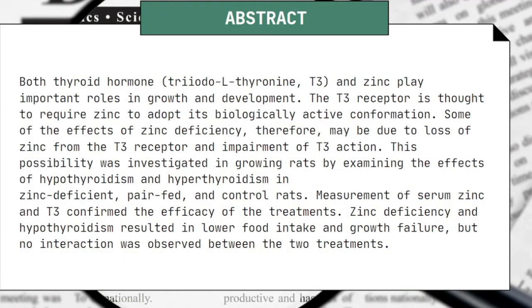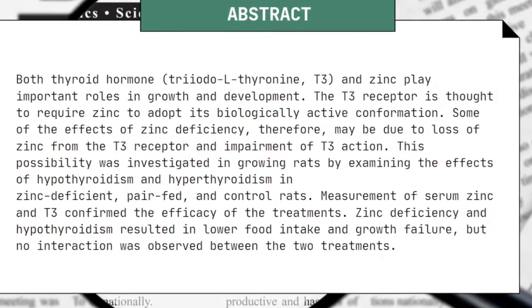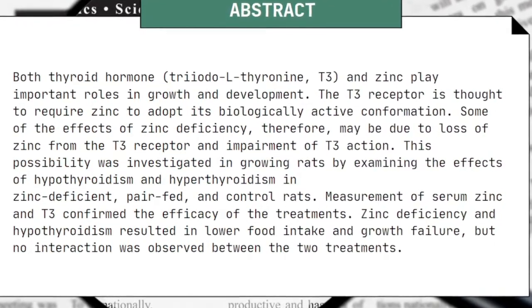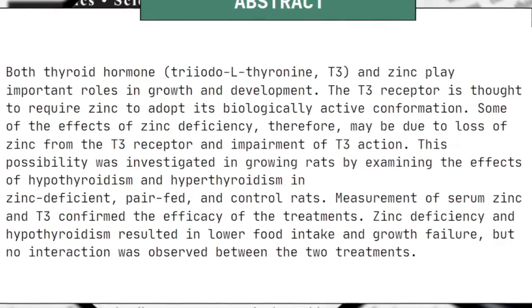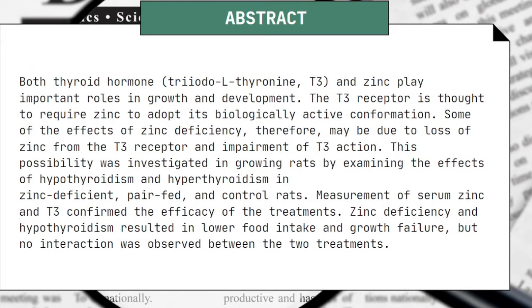For the abstract, both thyroid hormone or triiodo-L-thyronine and zinc play important roles in growth and development. The T3 receptor is thought to require zinc to adopt its biologically active conformation. Some of the effects of zinc deficiency, therefore, may be due to loss of zinc from T3 receptor and impairment of T3 action. This possibility was investigated in growing rats by examining the effects of hypothyroidism and hyperthyroidism in zinc-deficient, pair-fed, and control rats. Measurement of serum zinc and T3 confirmed the efficacy of the treatments.